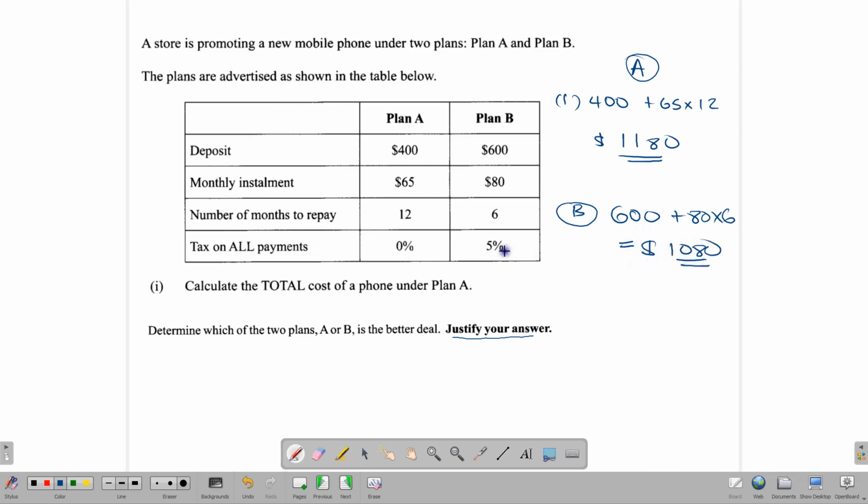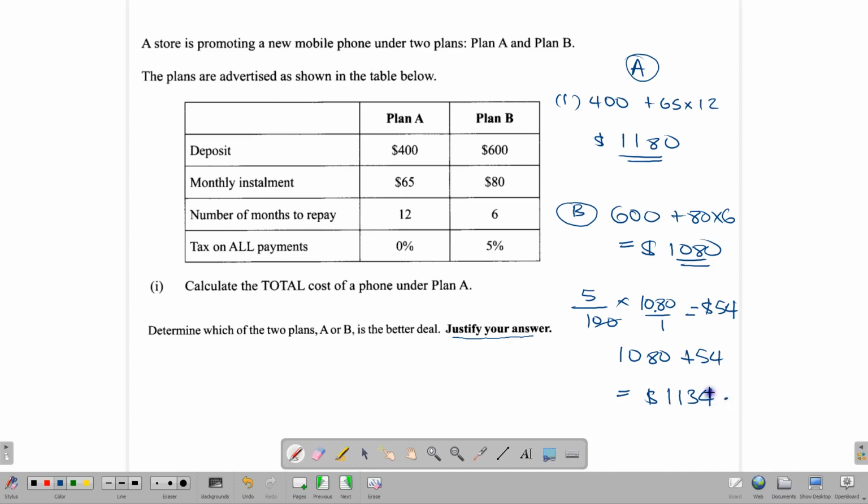However, there is a 5% charge on this. So let's apply that 5% charge. First, we need to work out the 5%. So 5 over 100 multiplied by $1,080. Doing a quick division here, we have $10.80 times 5, and that gives us $54. So the total cost on the Plan B is going to be $1,080 plus $54. And that gives us a total of $1,134.